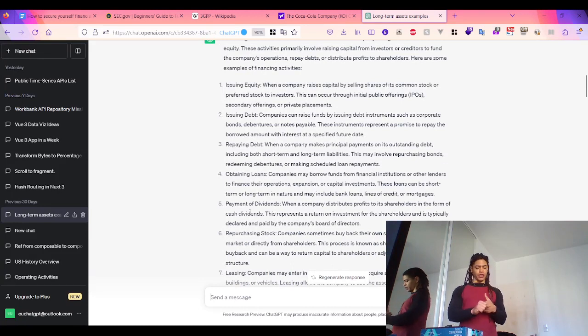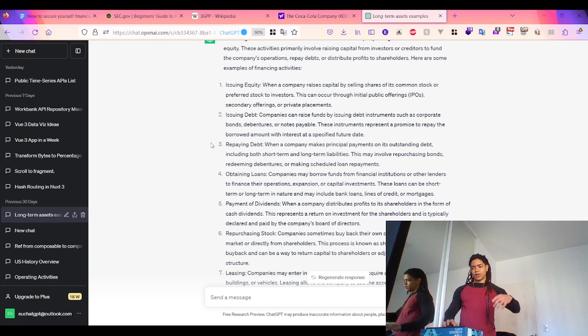Okay, so issuing equity. This is when a company issues or raises capital by selling shares of common stock. Issuing debt is when a company wants to raise funds by issuing debt instruments such as corporate bonds, debentures, or notes payable. So notes payable or bonds, repaying debt, obtaining loans, distributing dividends, repurchasing stocks, leasing.